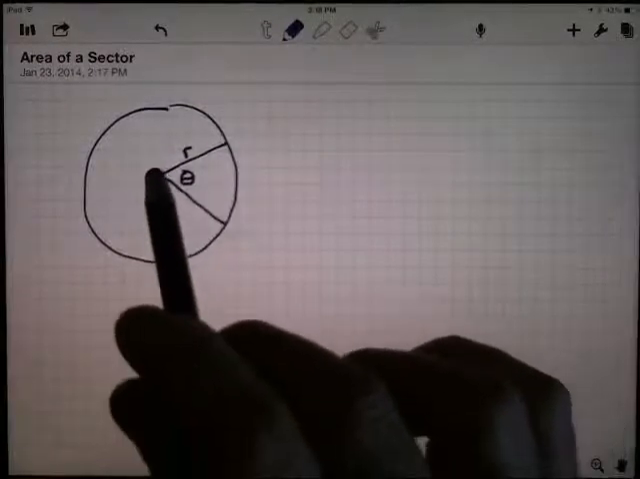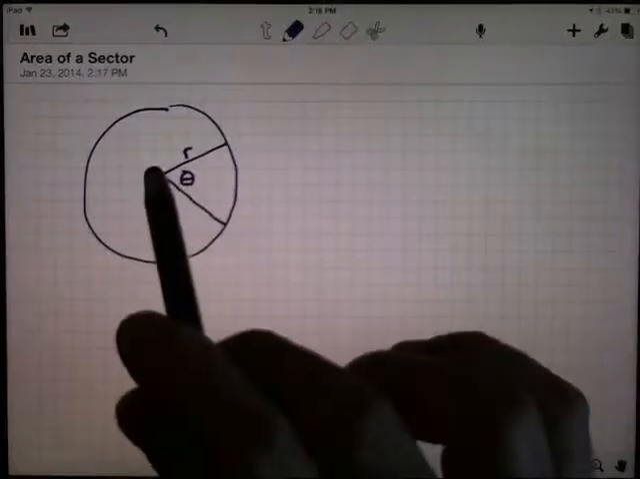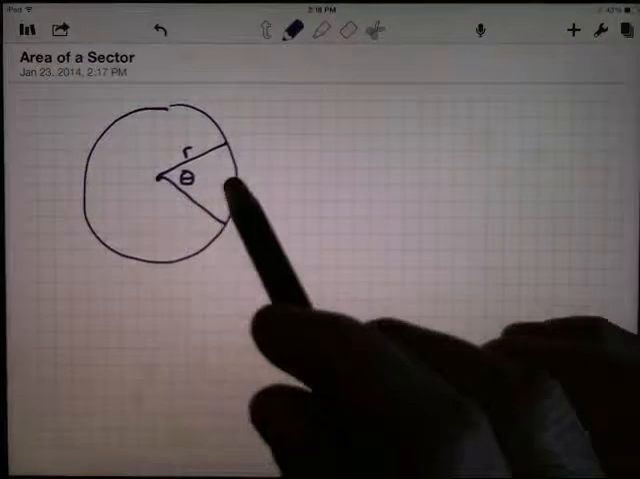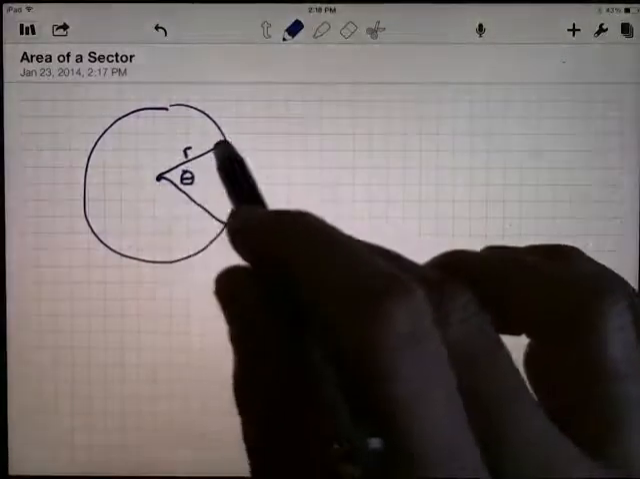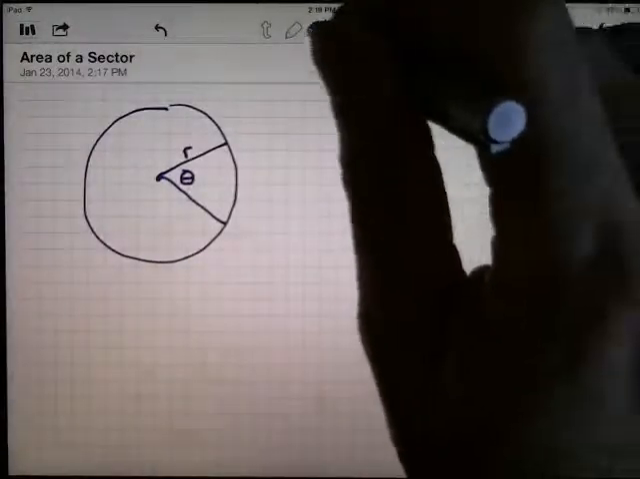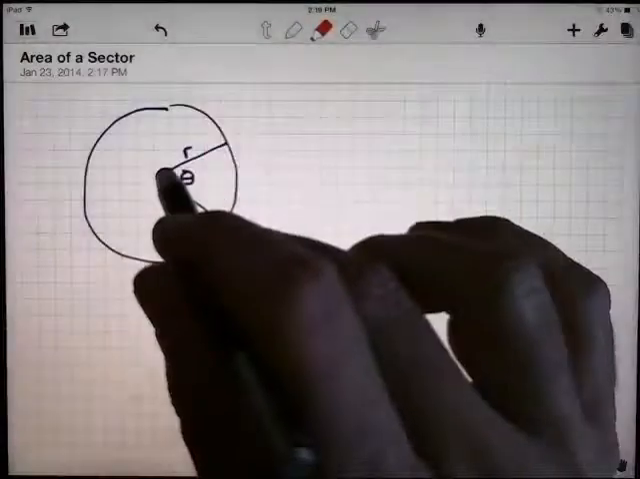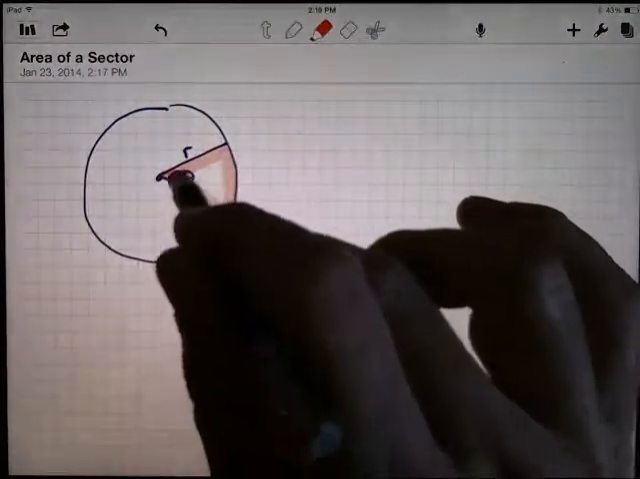You've got the center of the circle here. You've got an angle at it, so it's got two lines coming out. Each one, of course, is the radius, and you've got an arc length that's cut off. So this right in here is this. Actually, let's color it in. Let's pick something like red. So I'm going to be trying to find the area inside this sector here.